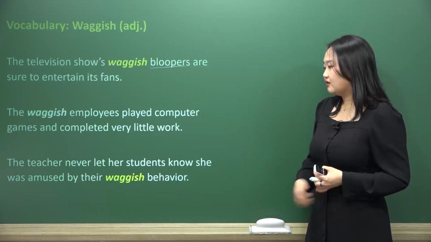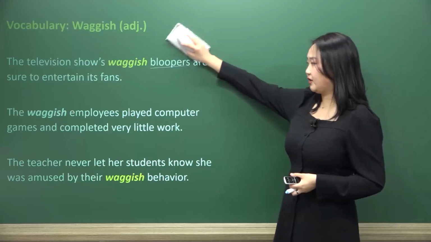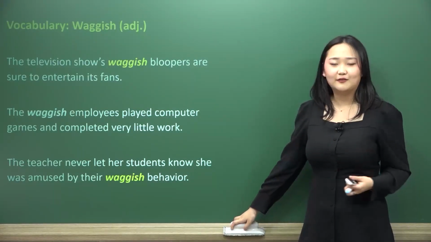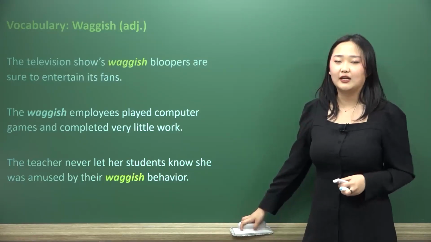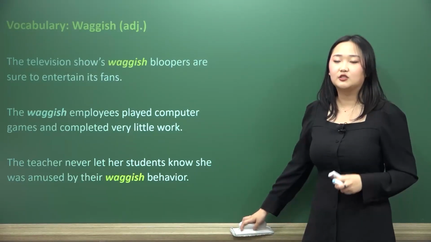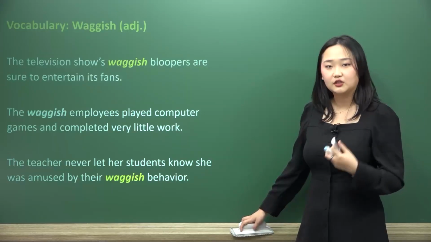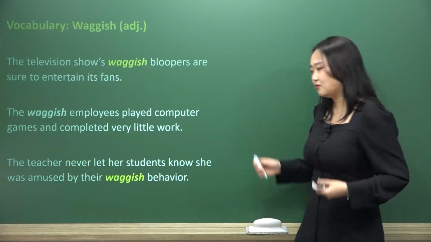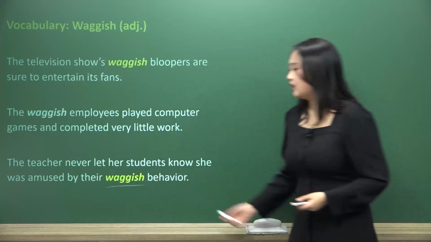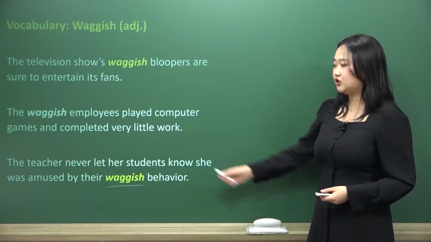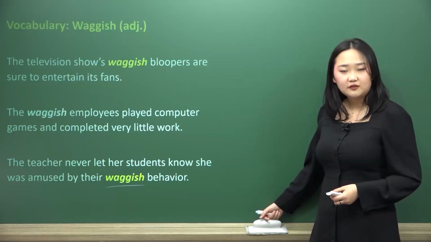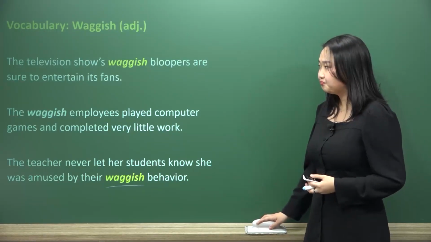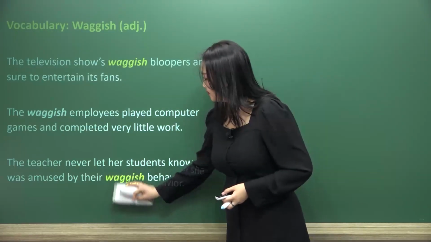The teacher never let her students know she was amused by their waggish behavior, meaning that she found it entertaining, she found it funny, but she made sure not to let it show in front of her students because she knew then her stoic nature might actually come to fruition and show to the public, and she didn't want that. And so she finds their waggish behavior entertaining, their mischievous, jokeful, playful behavior. And that's this word waggish.